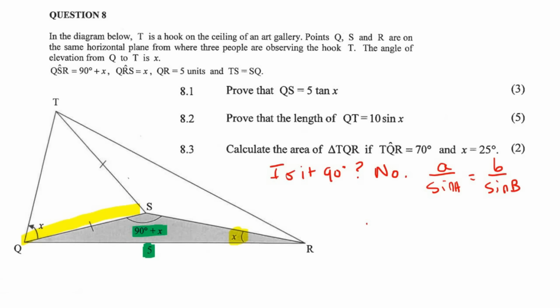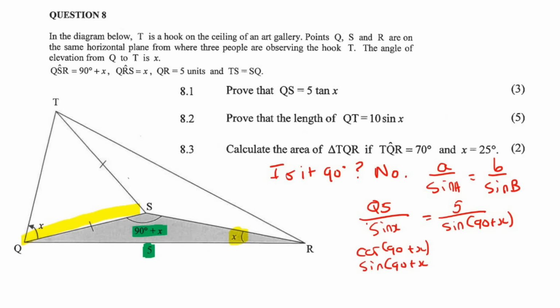And so what I would then do is I would say QS over its opposite angle, which is x, and then that's equal to 5 over the sin of 90 plus x. Now this over here is a co-function. Remember, we know 4 of them. We know cos 90 plus x. I'll write the answers down now. Sin 90 plus x, sin 90 minus x, and cos 90 minus x. So they all become the opposite. So this becomes sin, this becomes cos, this becomes cos, and then it's just this one that's a little bit weird. This one becomes negative sin.